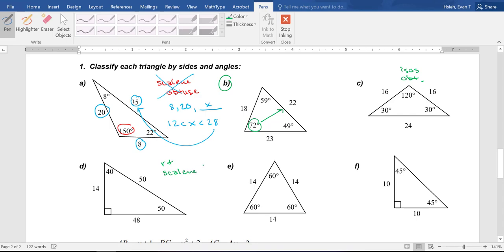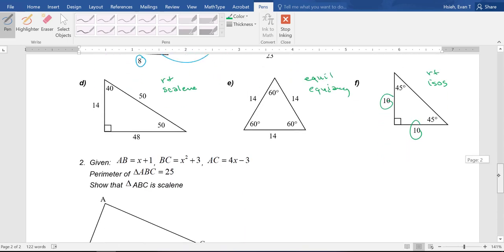This one's going to be a right triangle, and it's going to be scalene because none of the sides are the same. This one's going to be equilateral and equiangular. Equilateral, equiangular. And this last one's going to be a right isosceles triangle. Okay, 2 sides, the legs are congruent to each other, and it's a right triangle.